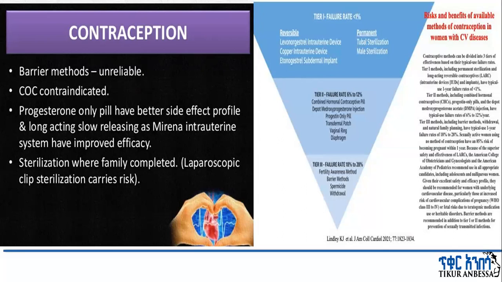Oral contraceptive pills are contraindicated because of increased thromboembolic events. So the permanent methods or long-acting intrauterine devices are the preferred ones. We need to go with that, especially the long-acting, slow-releasing Mirena intrauterine devices, which have the highest efficacy. If they have to use oral pills, progesterone-only pills are the better option.